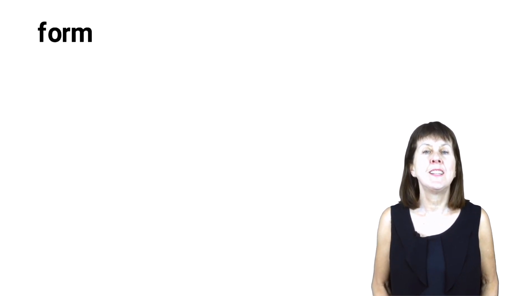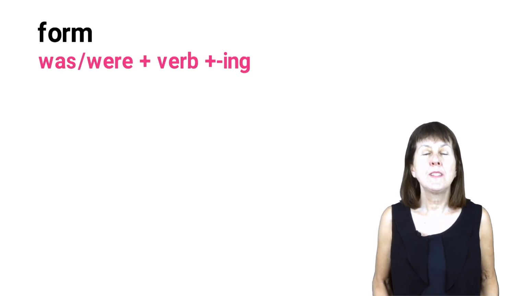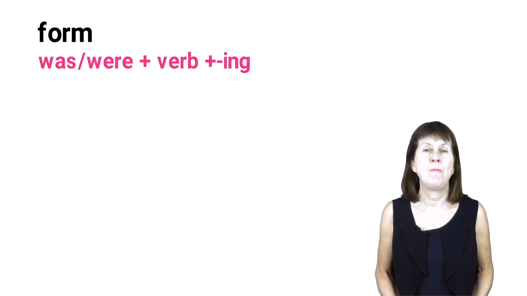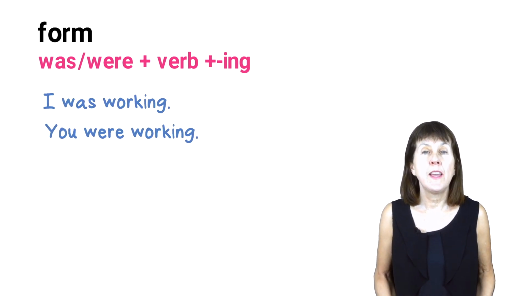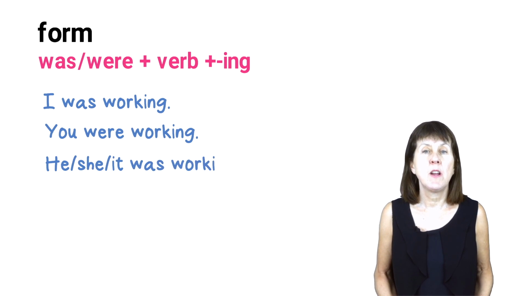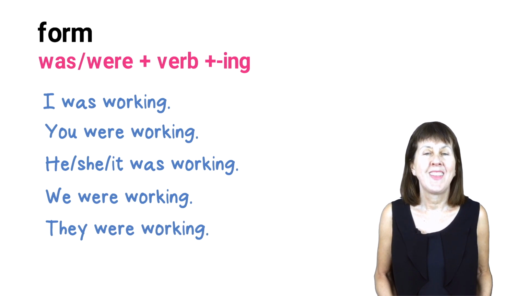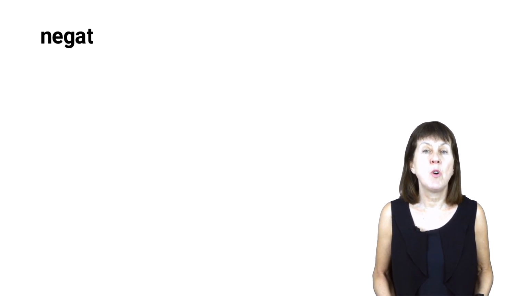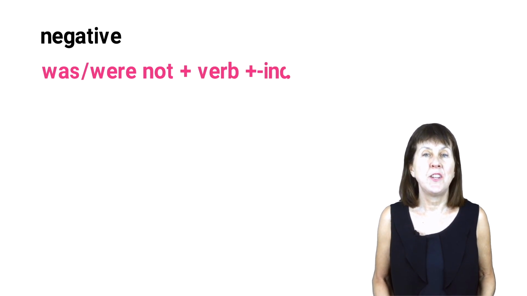In positive sentences we have was or were plus the verb in the ing form. So you'd have I was working, you were working, he, she, it was working, we were working and they were working. In the negative, we have was or were plus not plus the verb in the ing form.